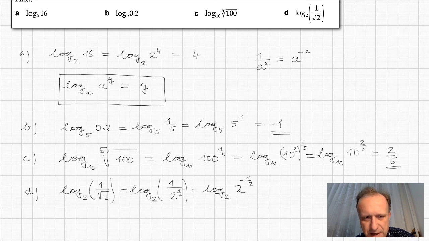So you see now that again we got this form here given by this general formula, so we can replace it by -1/2, like that. And this is the answer to this question.